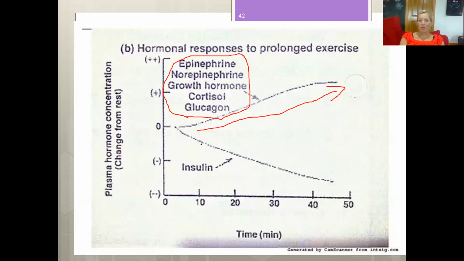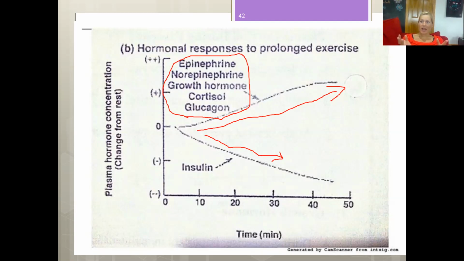Notice the inverse relationship that we see with the hormone known as insulin. Let's think about the difference between insulin and glucagon. Those two hormones are considered opposites. Insulin is released when I eat a meal, and insulin's job is to help us store sugars.